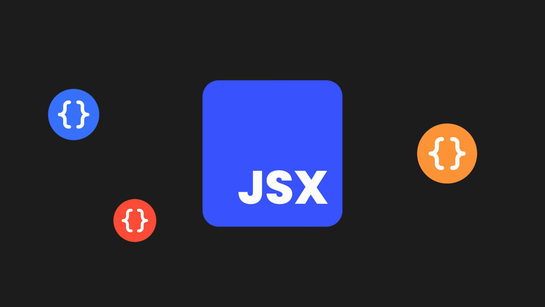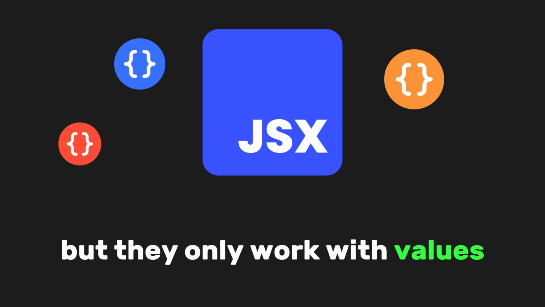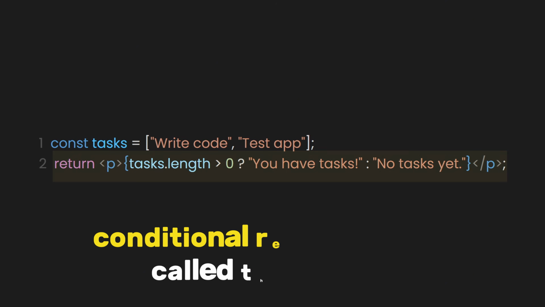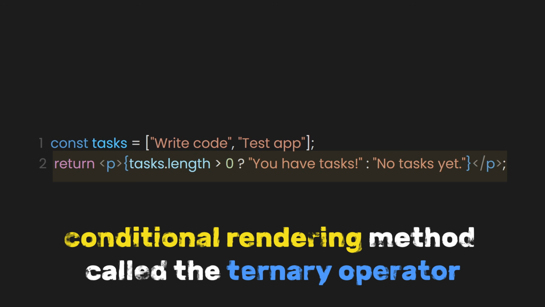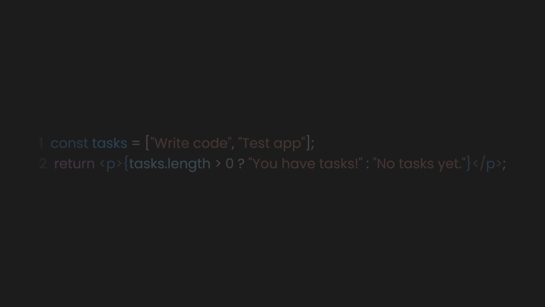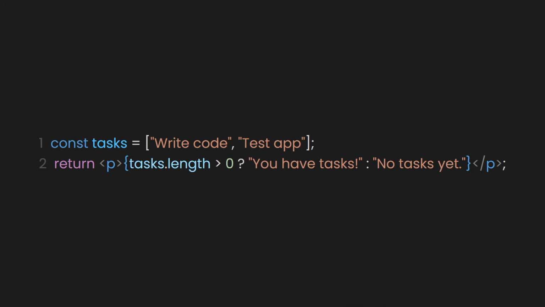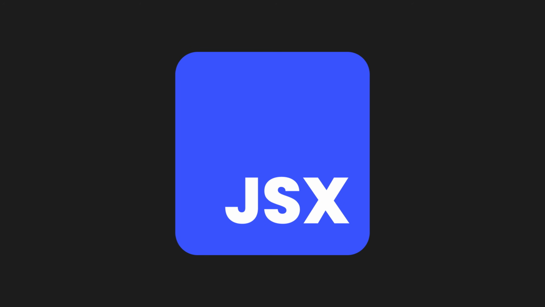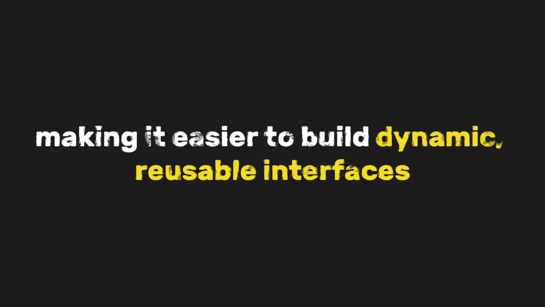JSX's curly braces are powerful for expressions, but they only work with values, not statements like if or for. For example, in a task app, you might check if there are tasks. Since we can't use an if statement inside JSX curly braces, we can use a conditional rendering method called the ternary operator instead. If you're not yet familiar with conditional rendering, check out our video on the topic. Now, if the task list contains items, the ternary operator will display the true value. If it doesn't, it will display the false value. These examples demonstrate how JSX rules come together in real projects, making it easier to build dynamic, reusable interfaces.